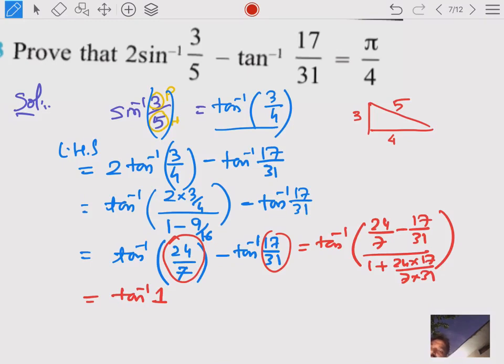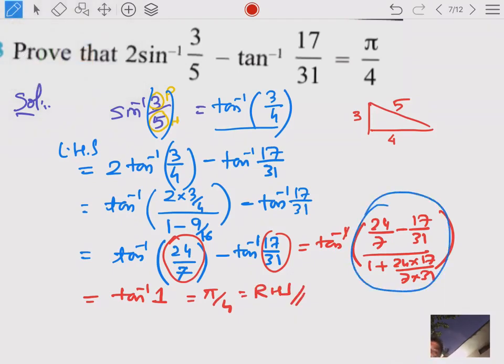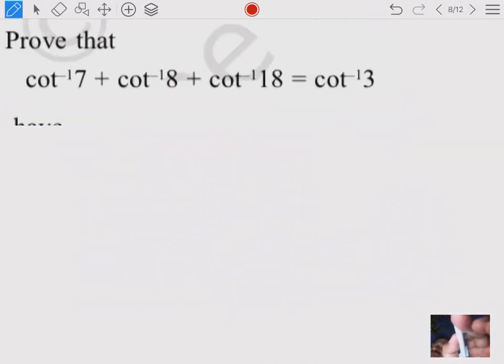And when we solve this for all the values, then it will become 1, and the answer will be pi by 4, which is equal to the RHS. You have to solve it. The student will calculate this value and check that it is equal to 1. So this is the way to solve this type of problem.